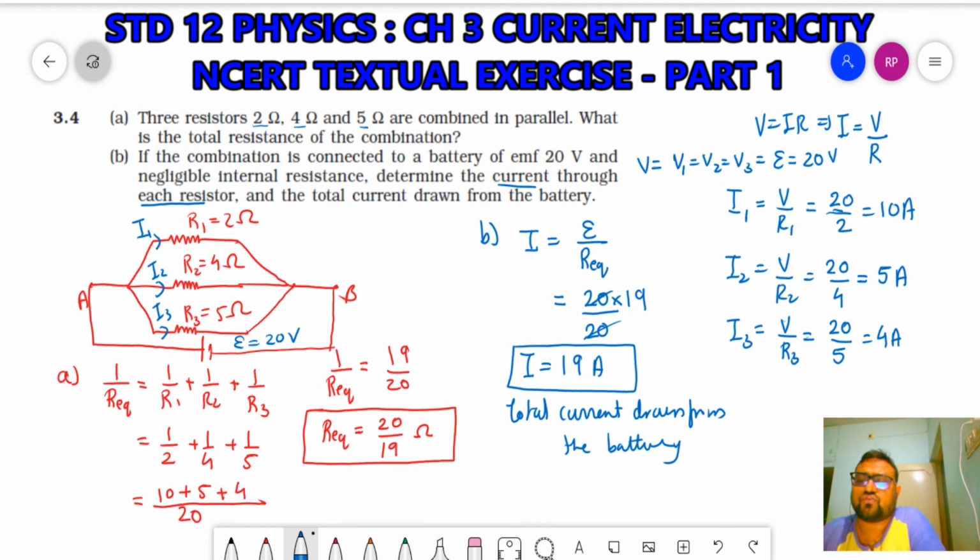So the current flowing through the first resistor R1 is 10 ampere, through the second resistor R2 is 5 ampere, and through the third resistor R3 is 4 ampere. Clear? So this was about question number 3.4. Just note it down.